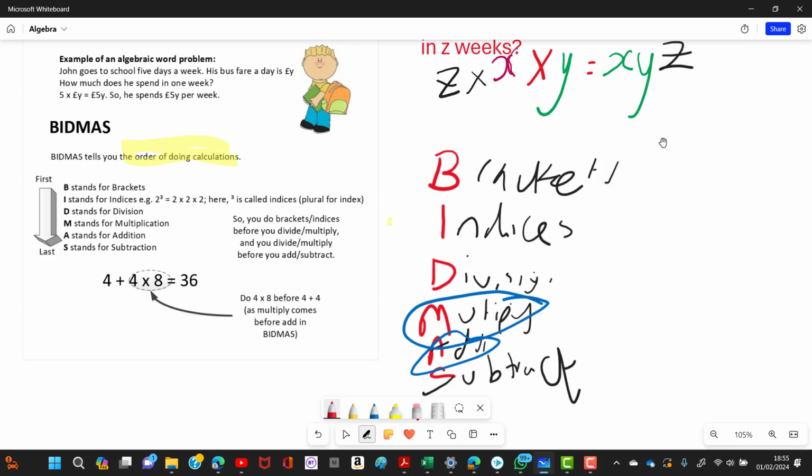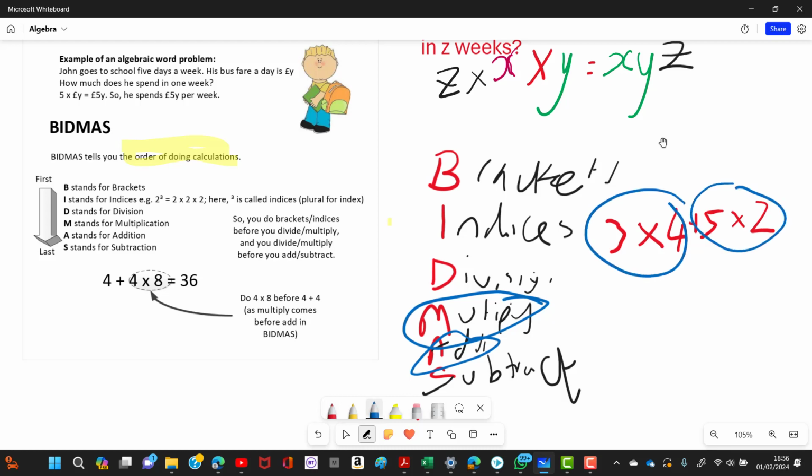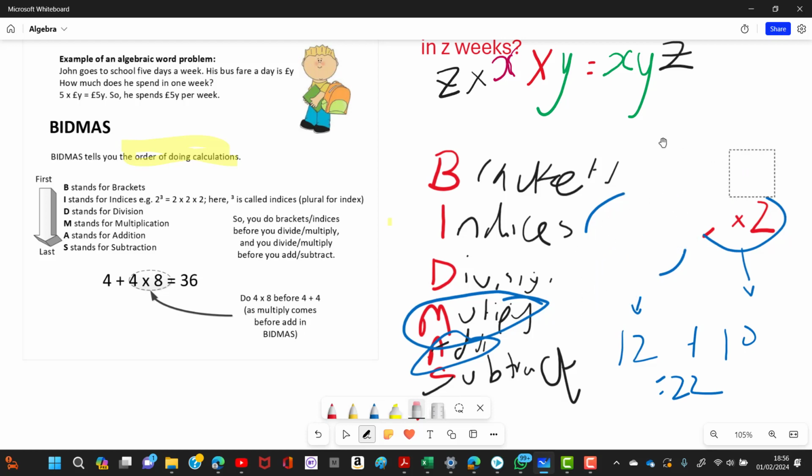Let's say 3 times 4 plus 5 times 2. So we do the times first, and then finish off the plus. So that's 12 plus 10, which equals 22. Let's do one final example.